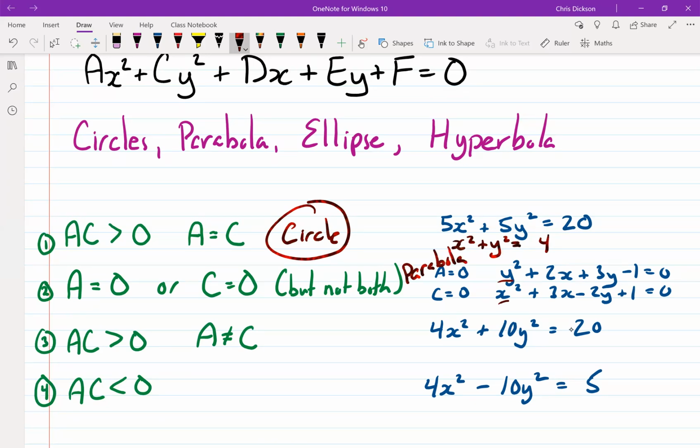And then if a and c give us a product that's positive, then they're either both positive numbers or both negative numbers, and the a cannot equal the c. So if I divided both sides by 20, I would get x squared over 5 plus y squared over 2. Now I would want to graph that. That's definitely an ellipse. It's an elliptical shape.